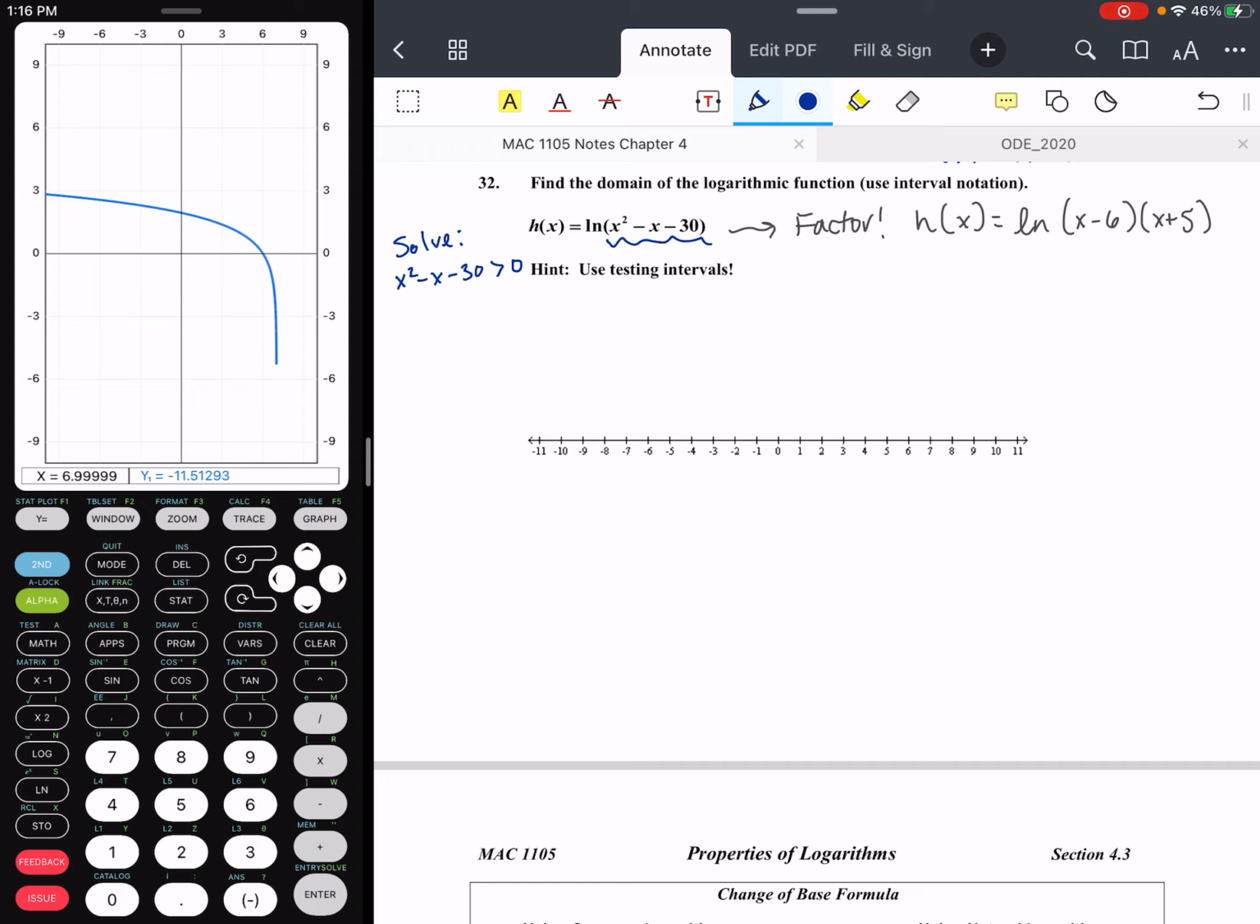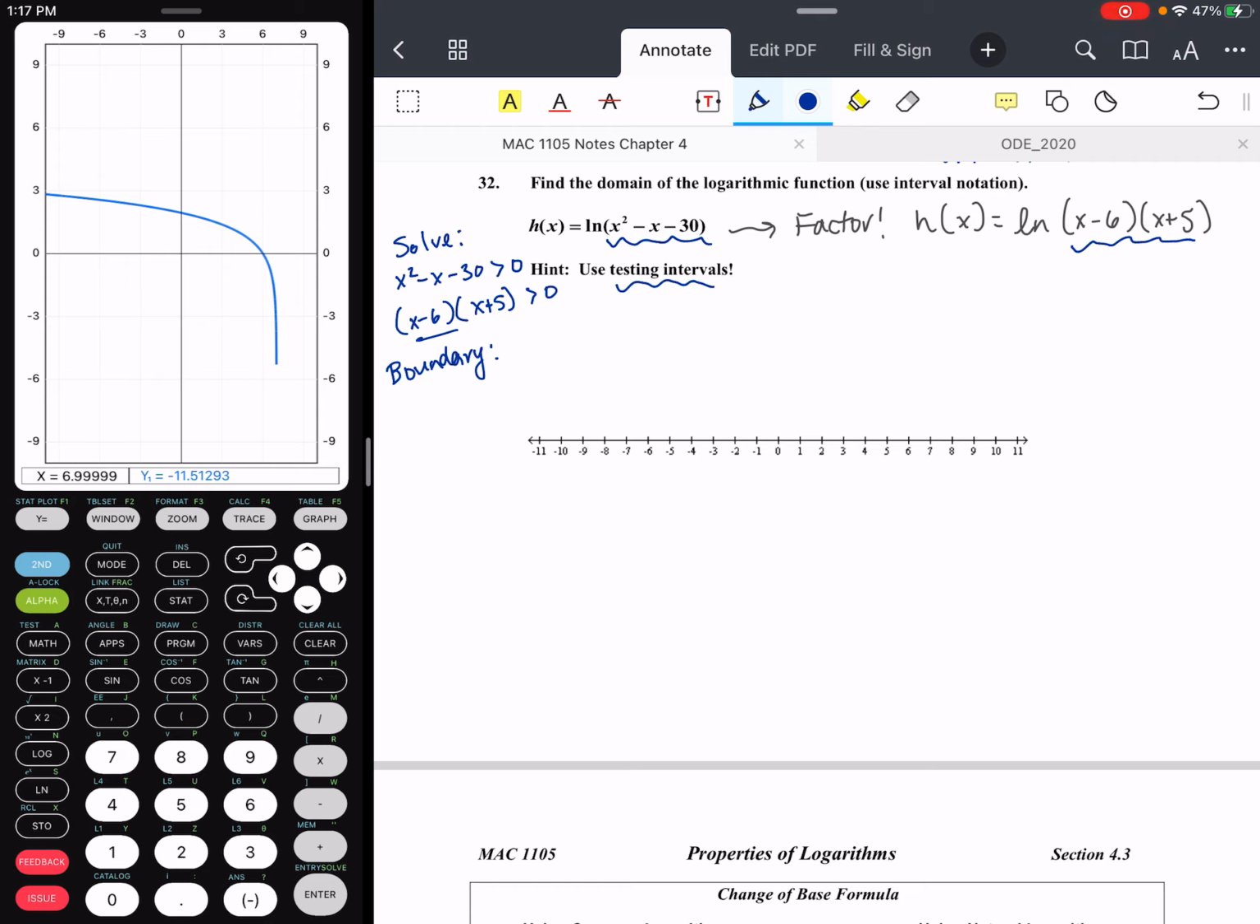Now, in order to do this, it's helpful to get this in factored form. So factoring the polynomial, we have x minus 6 times x plus 5 is greater than 0. And remember, when we solve these quadratic inequalities, in the past sections we use test intervals. So what I'm going to do is find boundary values. And that comes from setting each of these factors equal to 0.